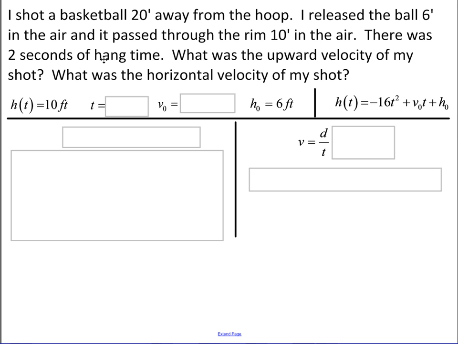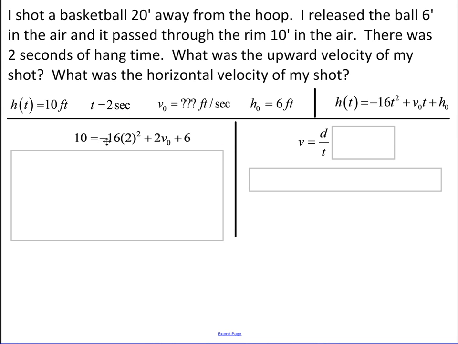There were 2 seconds of hang time. The ball was in the air for 2 seconds. So our t, our time spent traveling, is going to be 2 seconds. And our initial velocity is what we're trying to calculate. So that's going to be unknown. So we're going to pop this all into the equation just like we've been doing. We have 10 here for h of t. Negative 16 is our gravity constant, so we'll leave that there, times 2 squared, because that's our value of t, plus 2, since it's our value of t again, times that initial velocity, plus 6, which is how many feet we started up in the air.